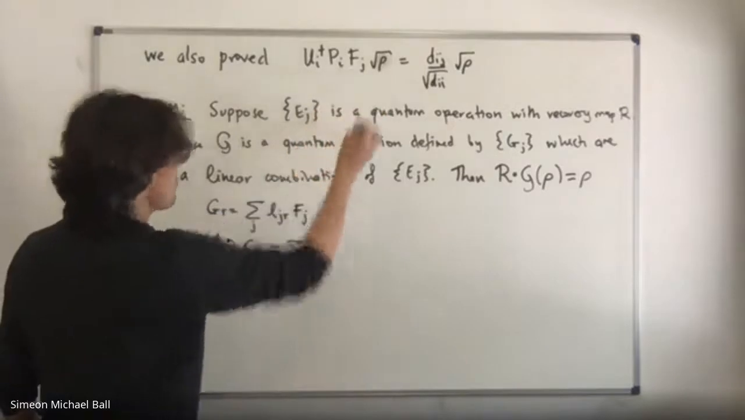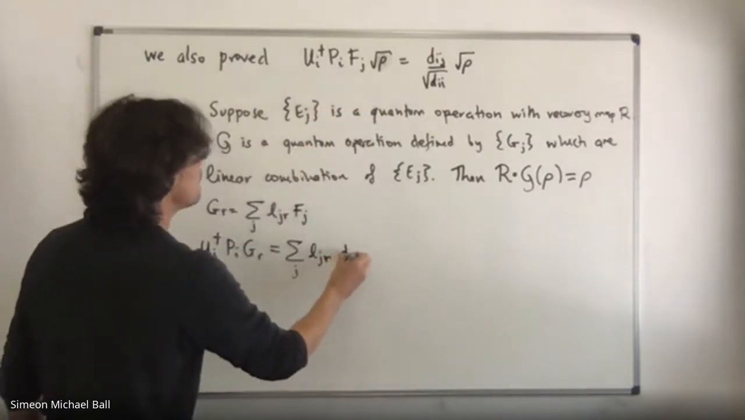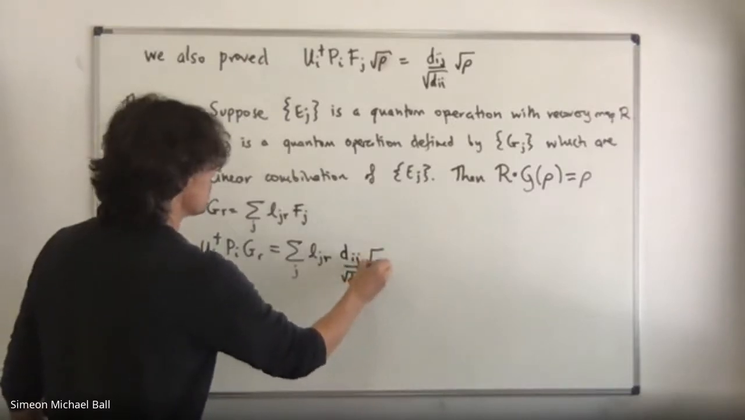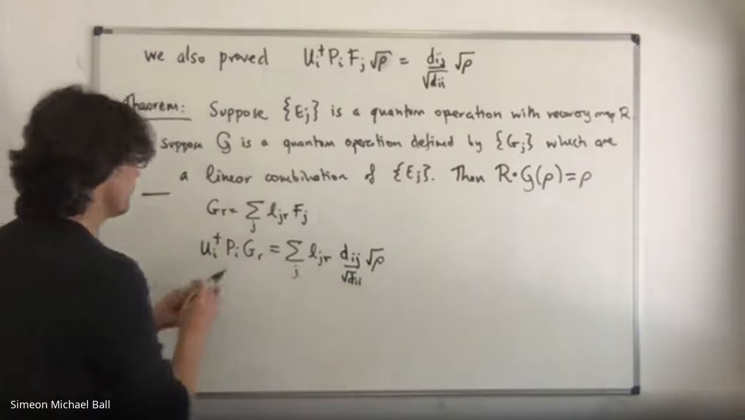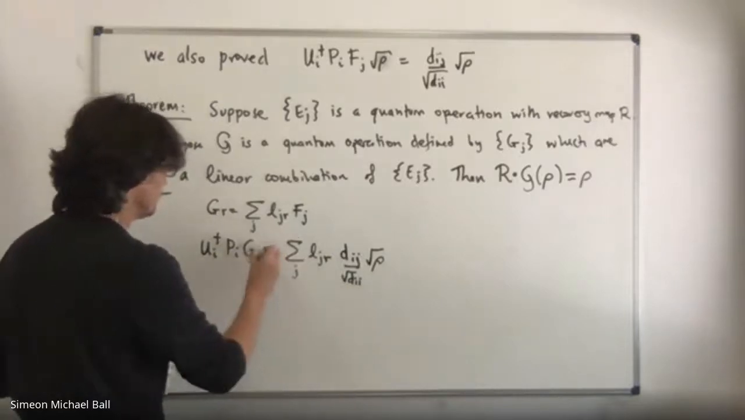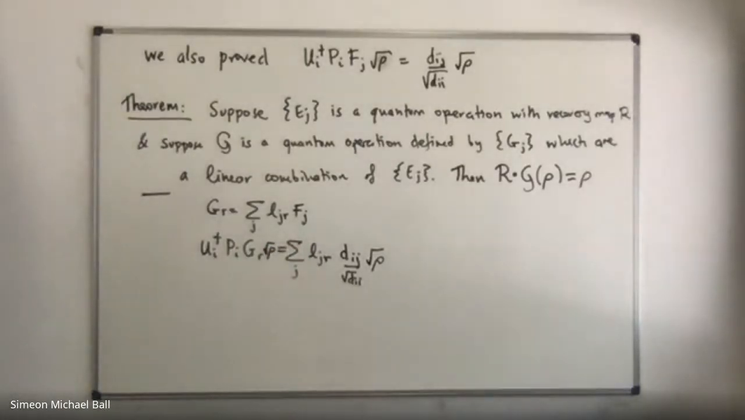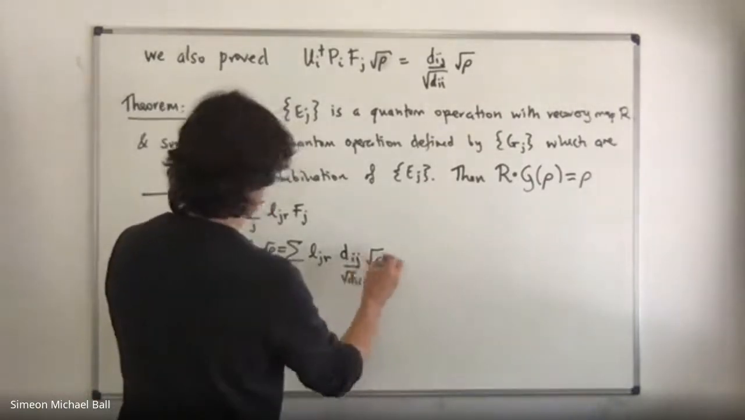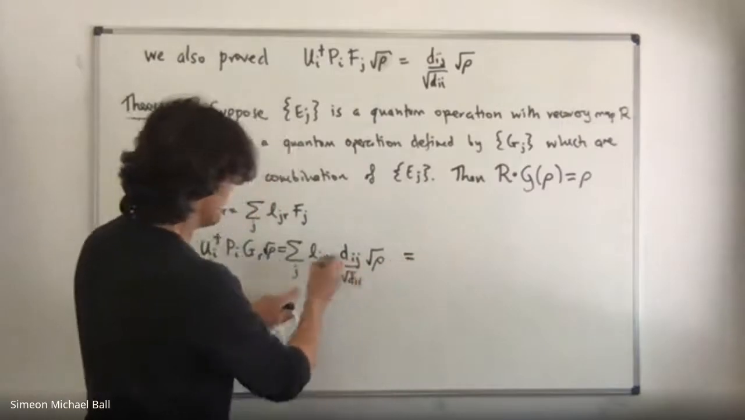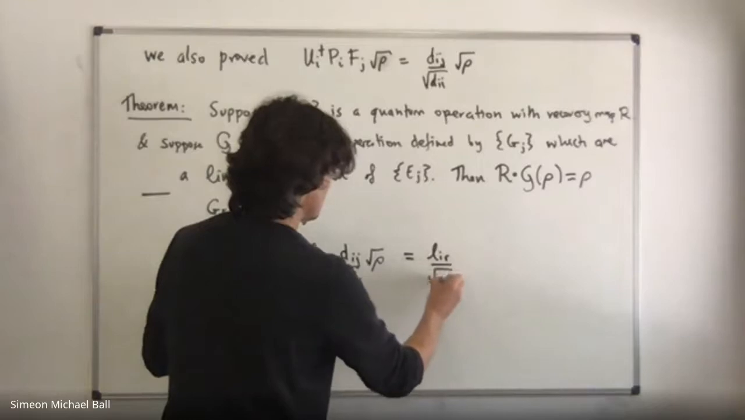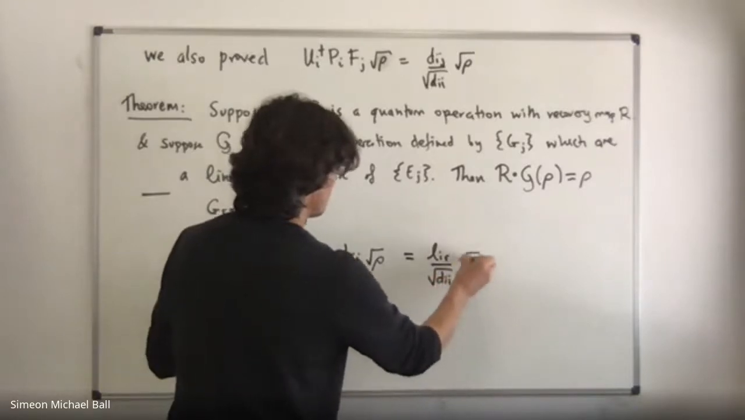And now we can substitute straight in here D_IJ squared over D_II square root. Right, missed out the square root. So here we get, so this is zero unless I equals J, this is L_IR divided by square root D_II.